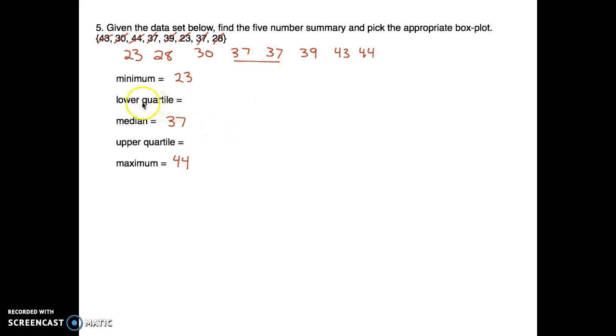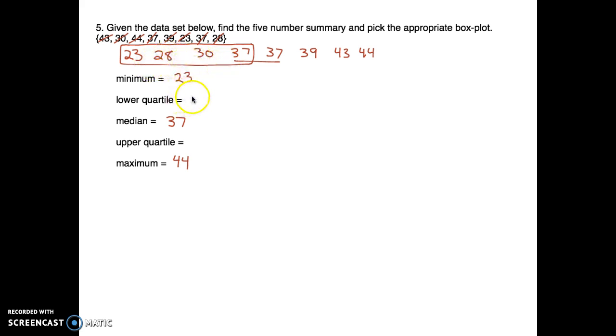Okay, so now the lower quartile and the upper quartile. So let's look at the lower quartile. We're going to look at the bottom half of numbers. If there's an odd amount of numbers, you're going to leave the middle one out and not include it in either. So you want the quartiles to be equal.